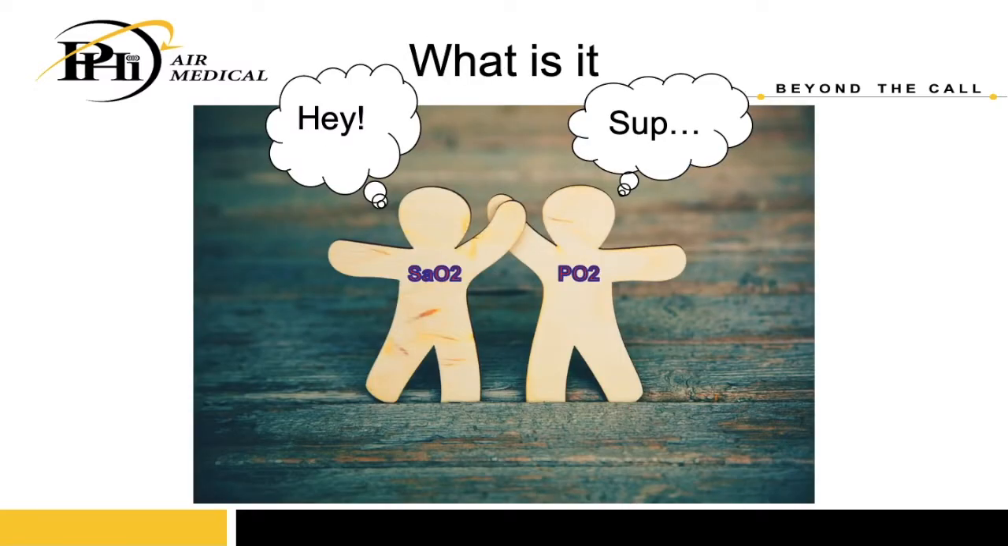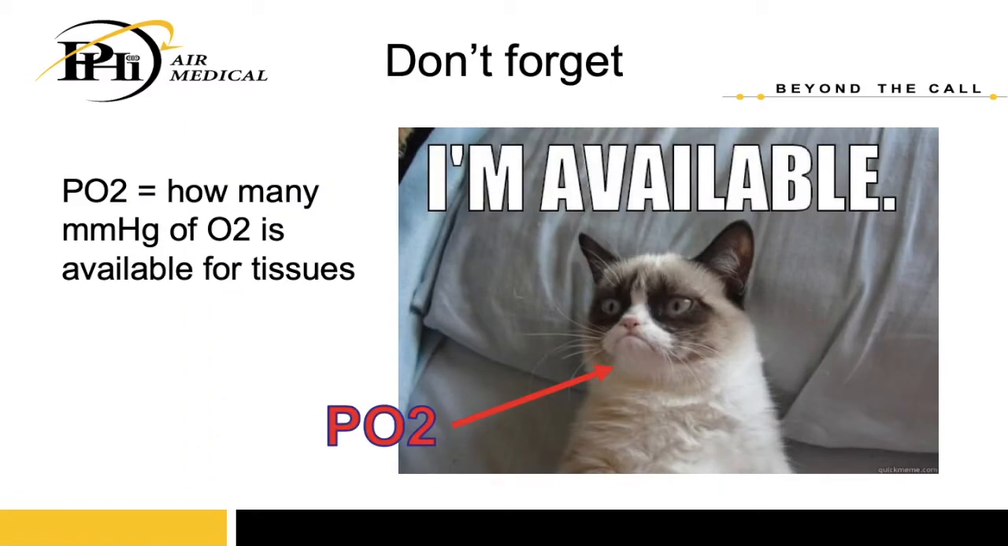So what is it? It is the relationship between hemoglobin saturation, or SaO2, and our PO2 in our blood. And it's really important to understand truly what PO2 is when you're looking at it on an ABG. What it really is, is how many millimeters of mercury of oxygen is available for our tissues.